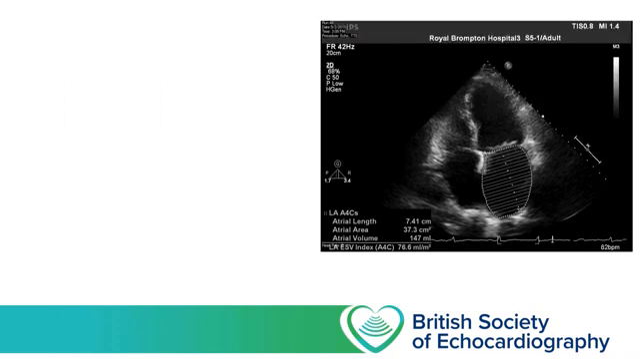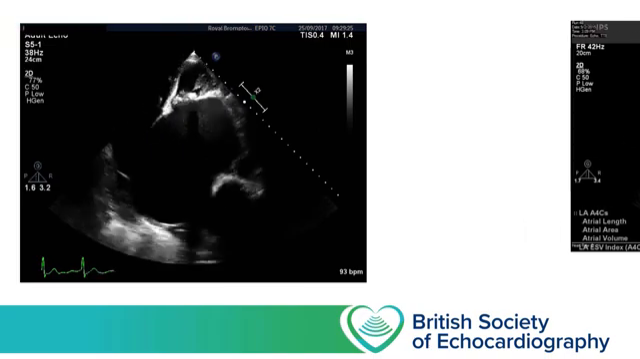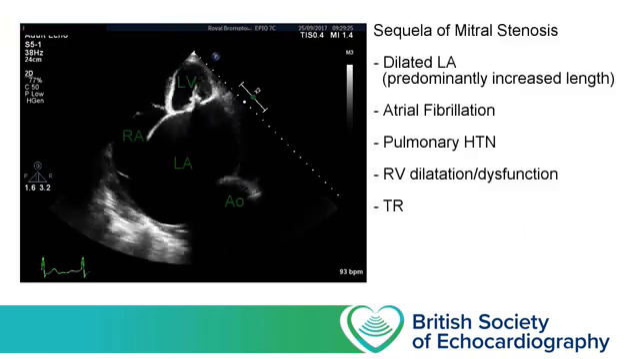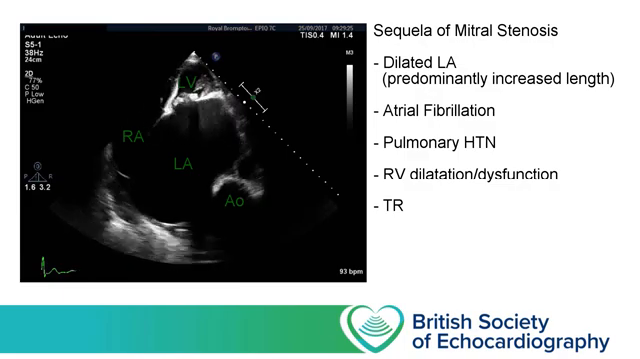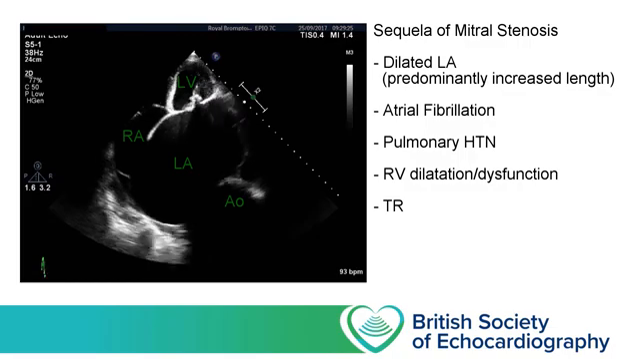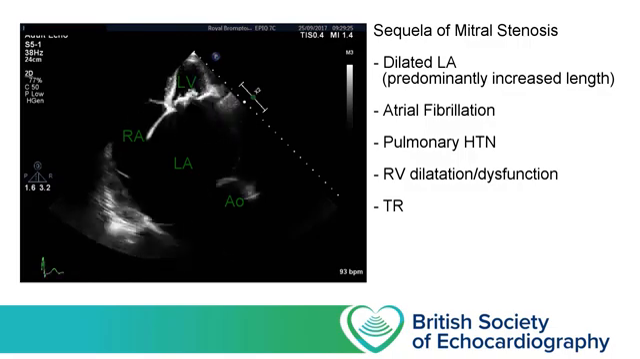This 2D still on the right is taken from a different patient who's developed severe left atrial dilatation as a consequence of their mitral stenosis. And this video clip on the left shows the most extreme example I've ever seen, where we've had to extend the depth out to 24 cm to get all of the left atrium in, and this cavity absolutely dwarfs the rest of the heart, with the LV appearing as just a tiny triangle at the top of the image.